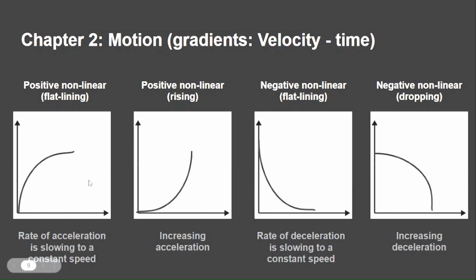So this could be a scenario where there's a bit of initial acceleration and then you slow down as you move away from your house in your car, and then you join a road and you reach the speed limit of that road. So, you hit a constant velocity there.